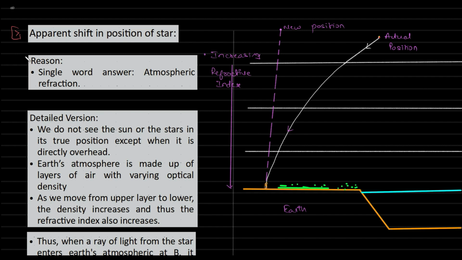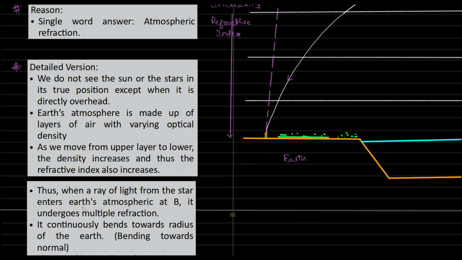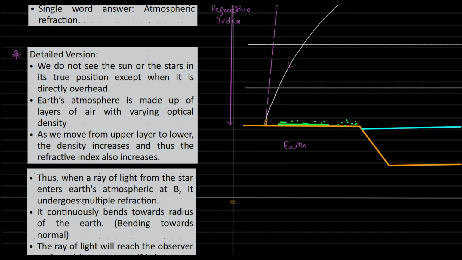Okay. So let's read the write-up. We do not see the sun or the star in the true position except when it's directly overhead. Right? When it's at a particular angle, we see some shift, not to this extent, but a small shift. Why? Earth's atmosphere is made up of layers of air with varying optical density.